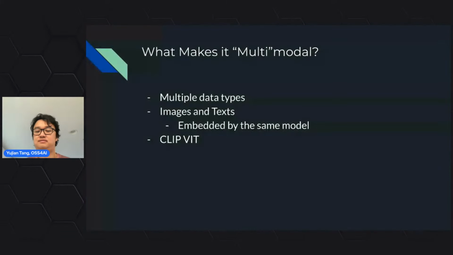So what makes something multimodal? There are a bunch of different definitions, and if you've been looking at AI, you've probably seen the word multimodal used in a bunch of different contexts. What it really means is we're working with multiple types of data. That could mean text and audio, text and images, audio, video, and so on. All of these different types of data can count as multimodal data. In this example, we're going to be talking about images and text, and we're going to be working with this model called CLIP ViT.